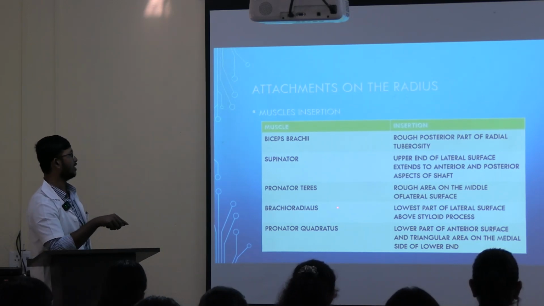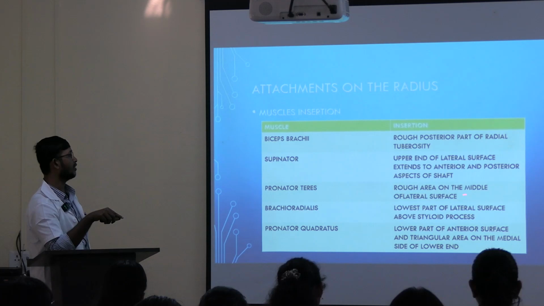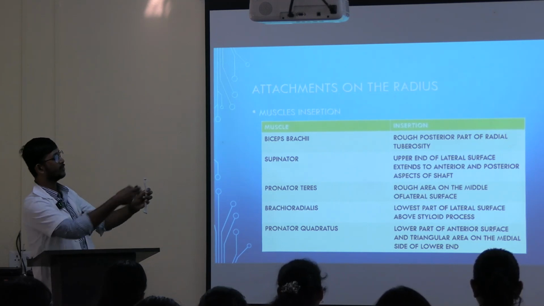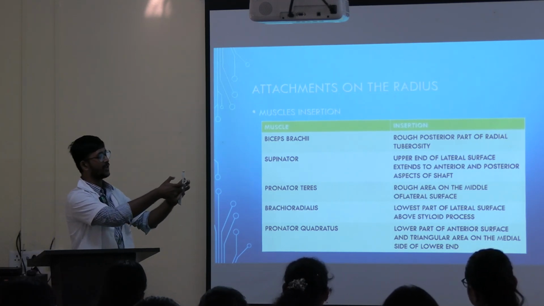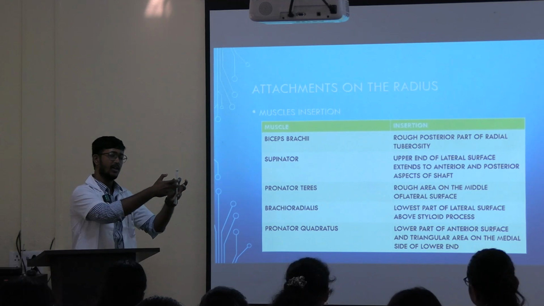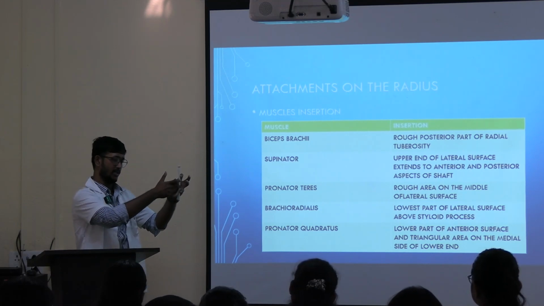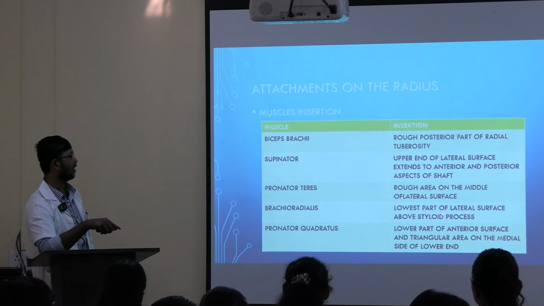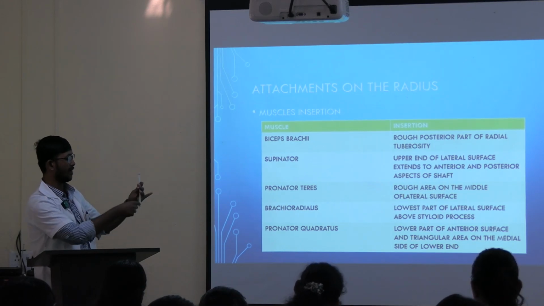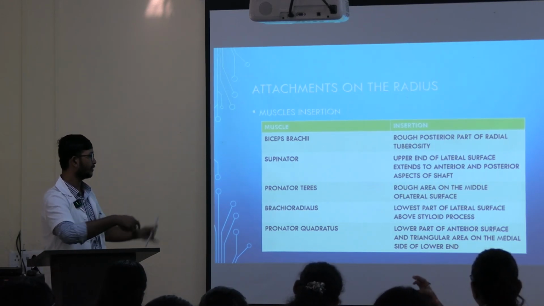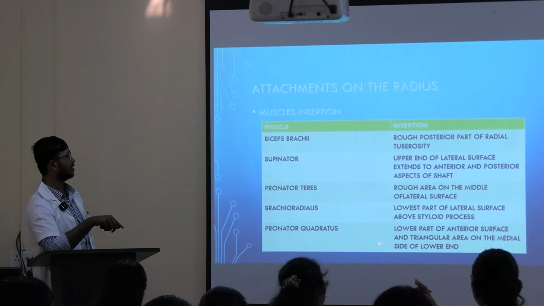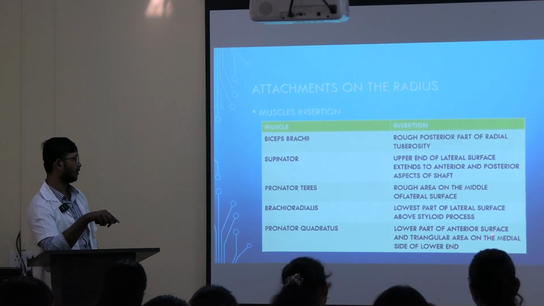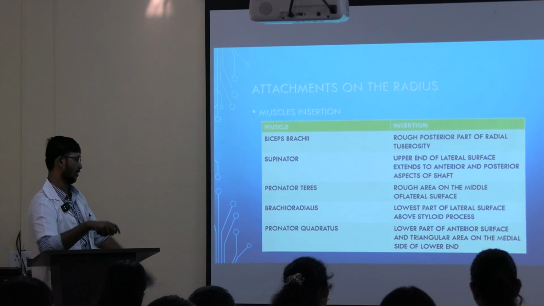Then comes pronator teres. It is present in a rough area on the middle of the lateral surface. So just below the supinator, there is a rough area. Here the pronator teres inserts. And brachioradialis will insert in a very small region in the lower part of the lateral surface, just above the styloid process. And pronator quadratus will insert in the lower part of the anterior surface and a triangular area on the medial side of the lower end.